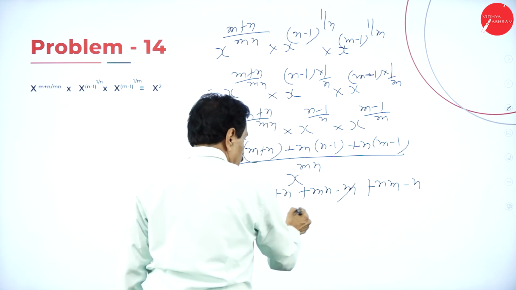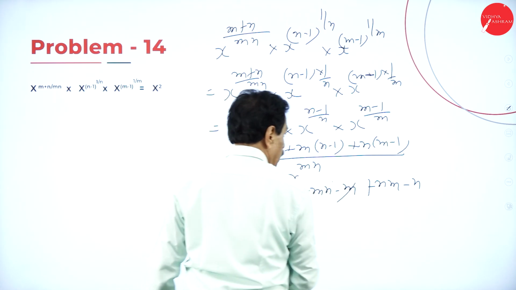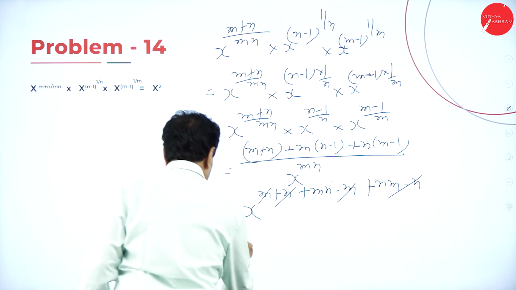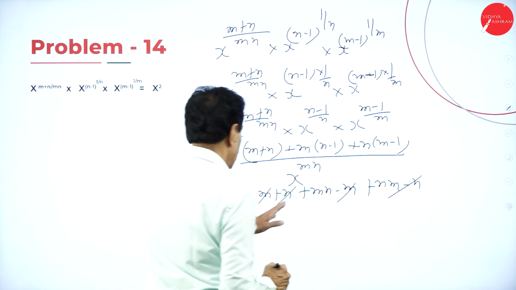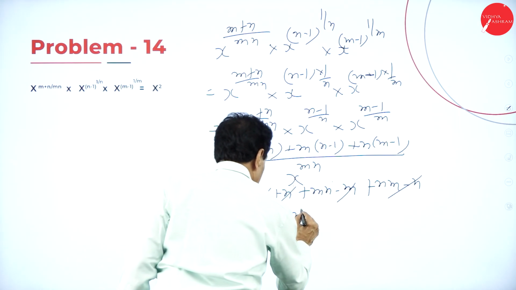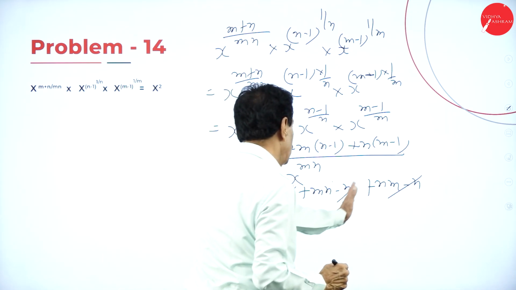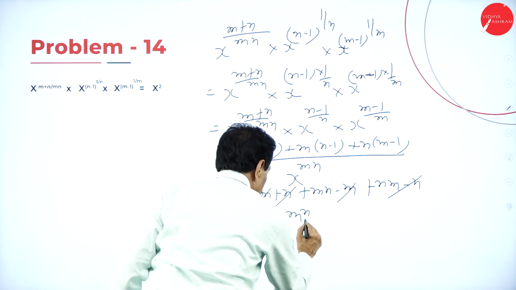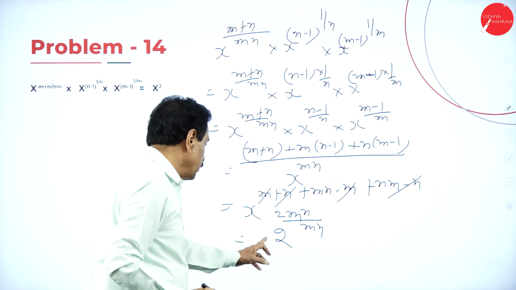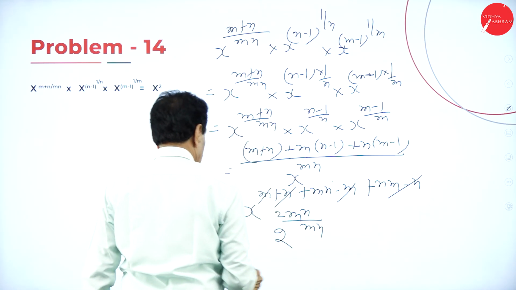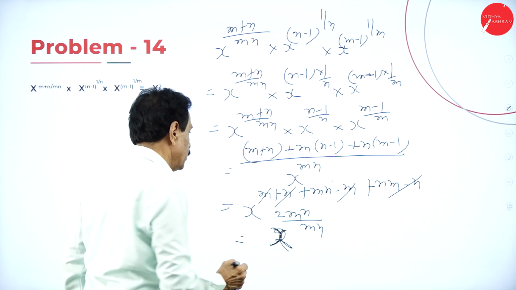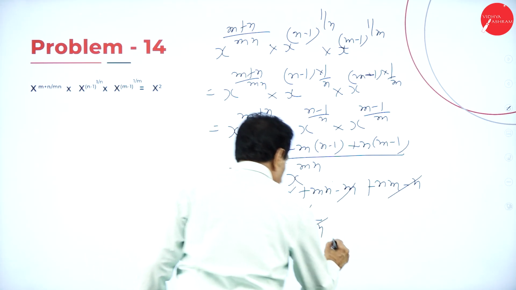mm cancelled out, mn, nn cancelled out. This is x to the power of 2m divided by mn, 2mn divided by mn. mn is common. mn plus mn is 2mn divided by 2. So this is x to the power of 2mn divided by 2. mn cancelled out. The leftover is x square.